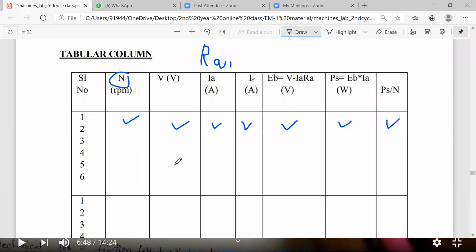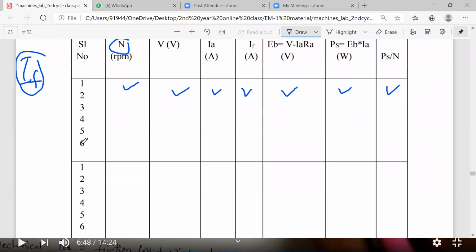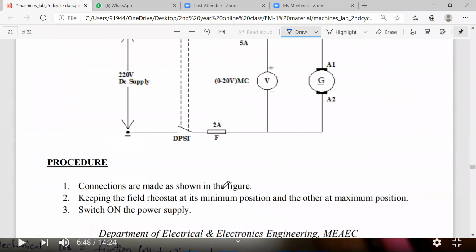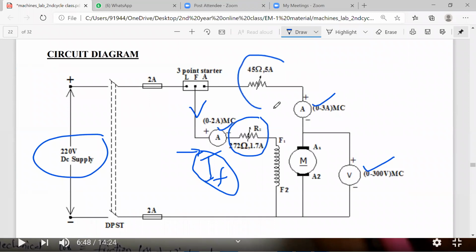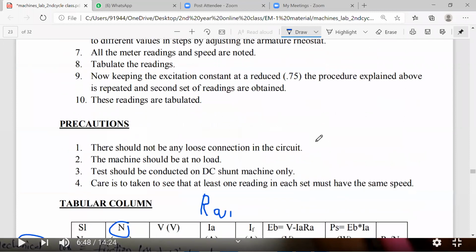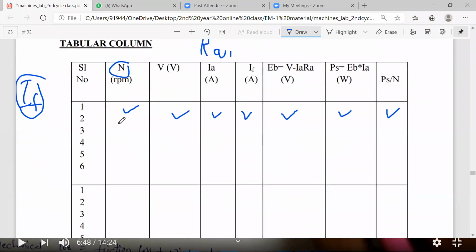In this manner we take 6 readings. IF value, the field current, is kept constant. How is the speed of the motor changed? By changing the armature rheostat, we take the readings. If you vary this rheostat, the speed of the motor varies, which means we take different readings.